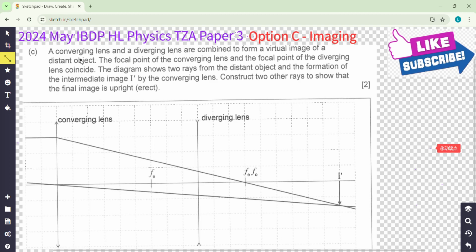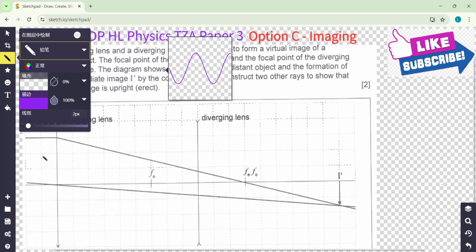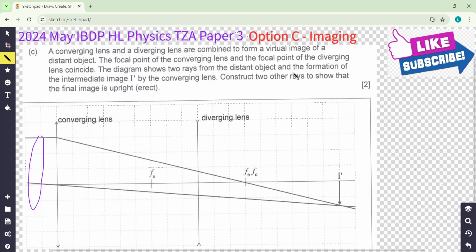Look here, it says that we need to be careful. A diverging lens combined with a converging lens to form a virtual image of a distant object. The focal point of the converging lens and the focal point of the diverging lens coincide. The diagram shows two light rays from the distant object. So this is from the distant object, right? Sorry, got the wrong one. Okay, this one is from the distant object. And then the formation of the intermediate image. So this is the intermediate one.